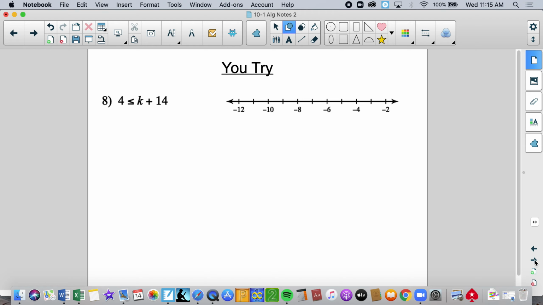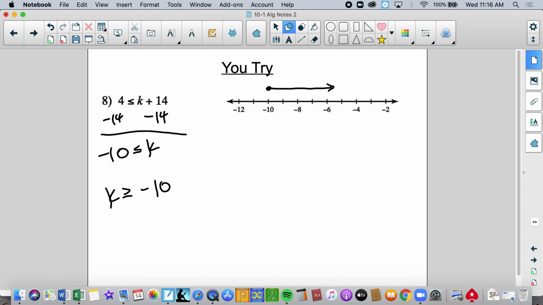So looking at this, what's happening to the variable? 14 is being added to it. Let's subtract 14 from both sides. You get -10 is less than k. Again, my variable didn't come first, so I'm going to rewrite it. And it's eating the variable, so I'm going to rewrite it with it still eating the variable. It says k is greater than or equal to -10. My solutions are greater than or equal to -10. I'm going to do a closed circle because there's an equal sign, and values that are greater go to the right.